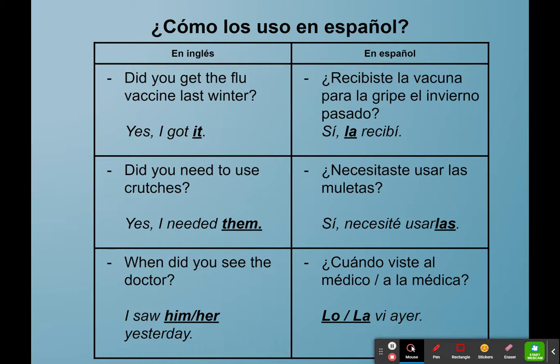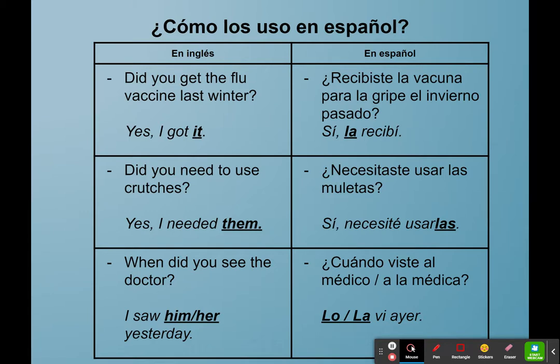It is also 100% accurate and fine to say sí, las necesité usar, but I did want to show you this other option here as well. In some cases, it can be used.